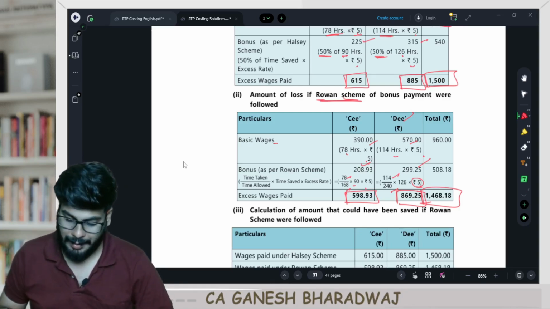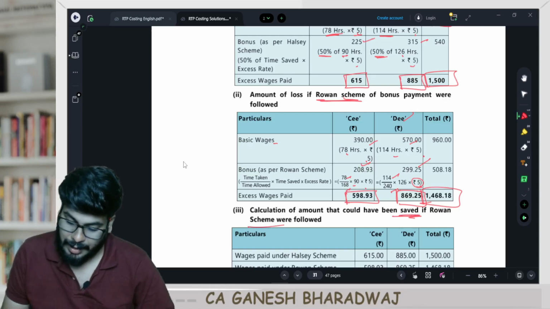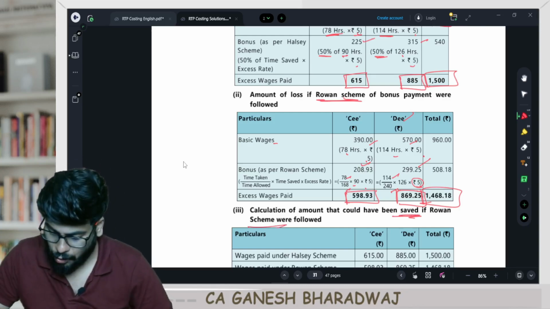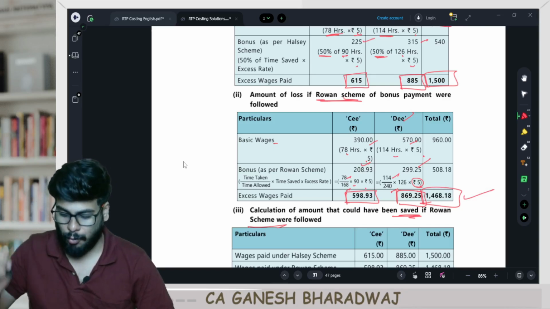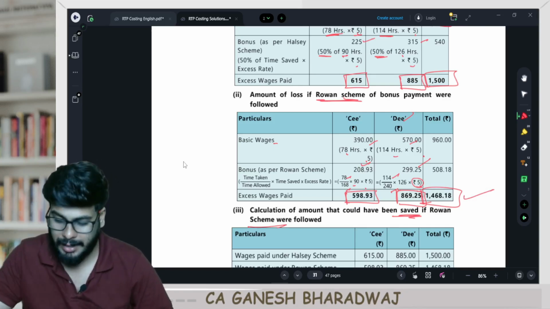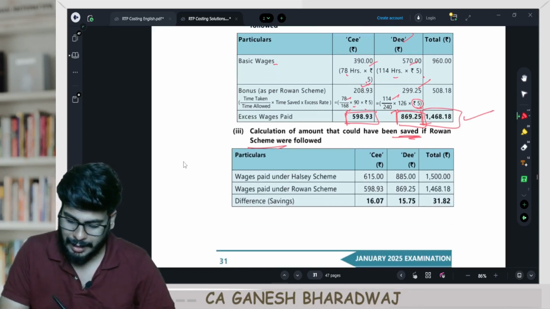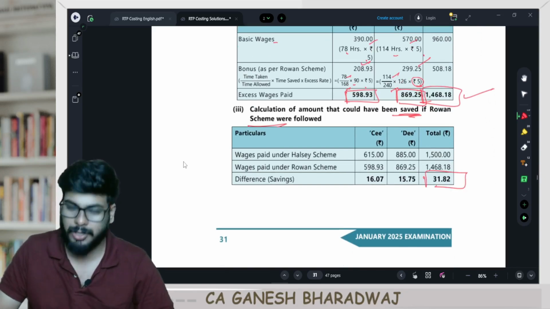Next, what are they asking? Right? Calculation of the amount that could have been saved if Rowan scheme was followed. Under Rowan, the incorrect amount they are paying more is only 1468.18. Whereas if they were to follow Halsey, they are going to pay up how much? 1,500 rupees more. That's going to be the difference of 31.82.